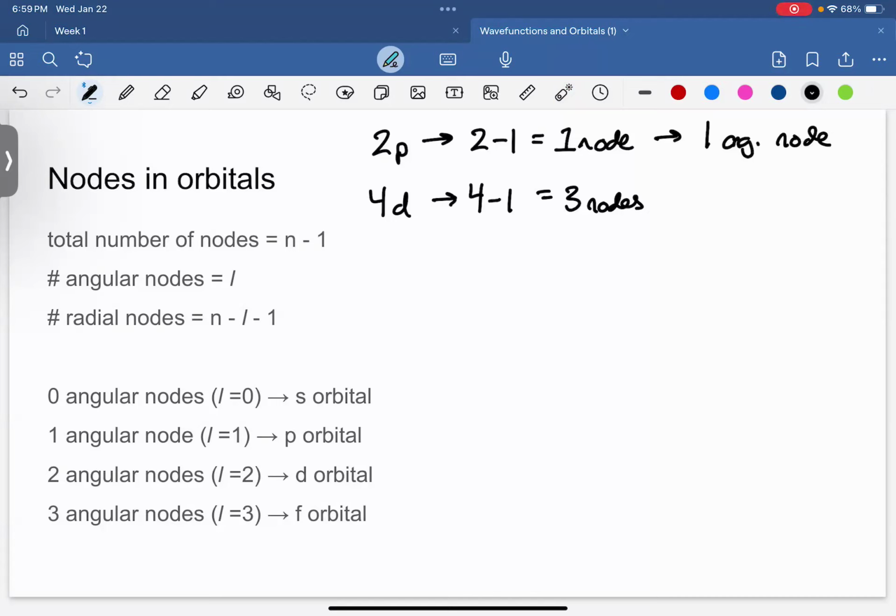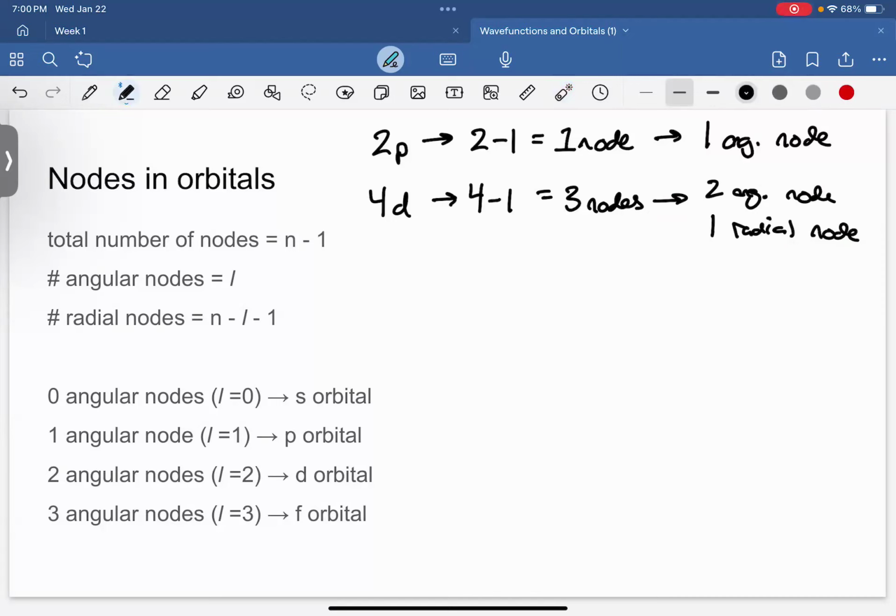In a 4d orbital, L is equal to 2. So this means we must have 2 angular nodes, and then by process of elimination, we have one radial node. And we can do this to come up with the way that the nodes look for almost any orbital, especially s, p, or d, just based on knowing how many there are. So even if I think, oh, a 4d orbital, that's hard to figure out, well, we know that it has 2 angular nodes and 1 radial node.